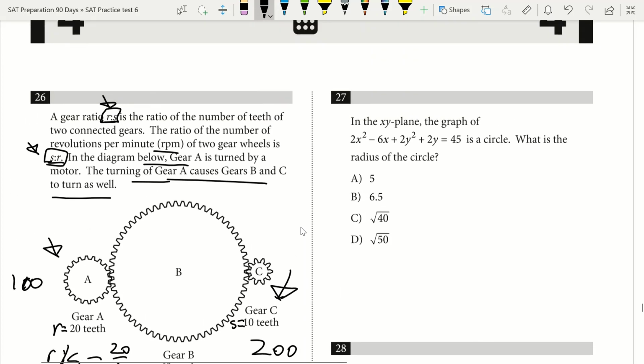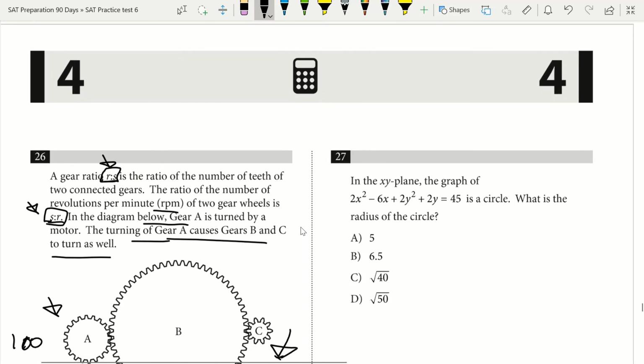All right, next thing that we've got here is question 27. In the XY plane, the graph of this equation is a circle. What's the radius of the circle? Okay, radius is going to be dealing with this right here. First thing I see immediately is that I can take a 2 out here, a 2 out here, a 2 out here, and a 2 out here. So that's what I'm going to go ahead and do. Keep in mind, I'm also going to have to divide my whole thing by 2 because I want to get x squared. So now I've got x squared minus 3x plus y squared plus 1 equals 22.5.